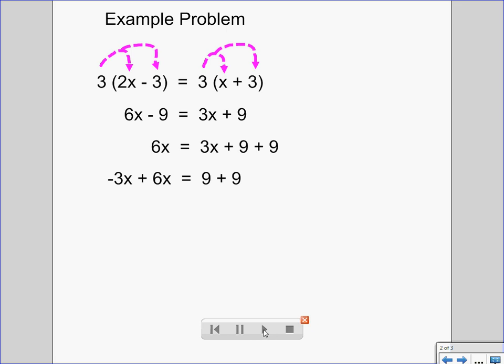Now we like to combine like terms. On the left-hand side, we have the rule subtract and keep the sign of the larger. We have two numbers with different signs. We subtract 3 from 6, which is 3. Keep the sign of the 3. We have a positive 3x. And on the right-hand side, we have two positive 9s, which make a positive 18.